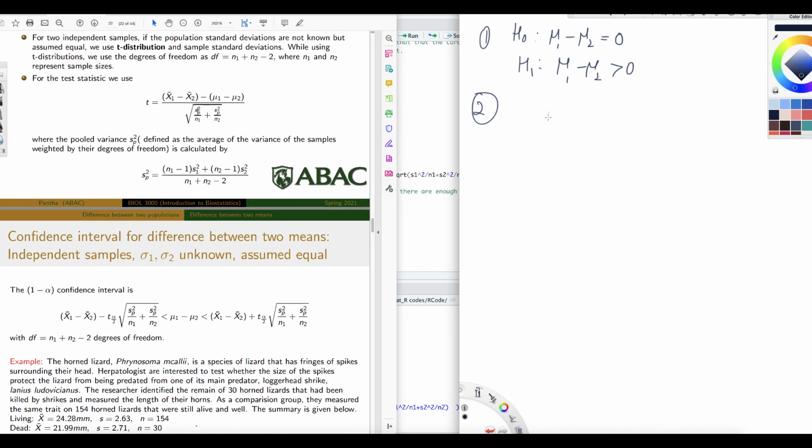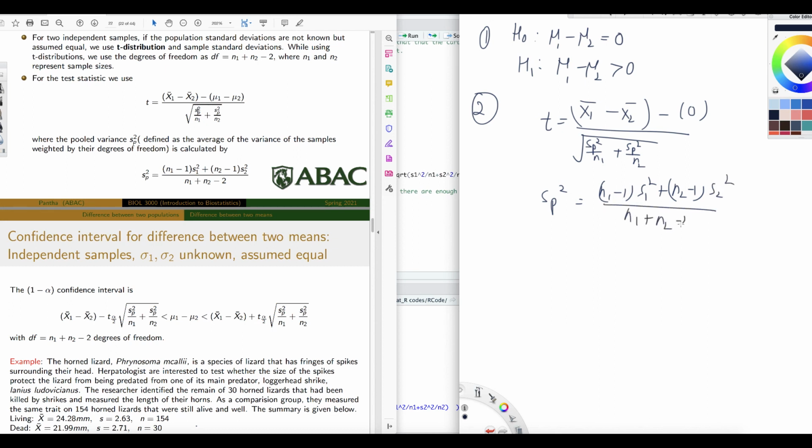Number 2, we use exactly the same idea here, the t. The test value will be t equals x1 bar minus x2 bar, minus 0, because mu1 minus mu2 is 0 from the null hypothesis. You find the pooled standard deviation, and divide by the square root of sp square over n1 plus sp square over n2, where sp square is n1 minus 1 times s1 square plus n2 minus 1 times s2 square, over n1 plus n2 minus 2. That's how you find sp square. And number 3, for the p value, we use the t distribution.